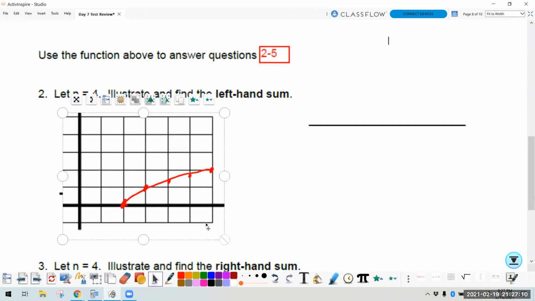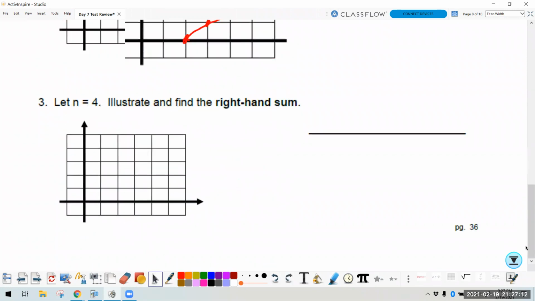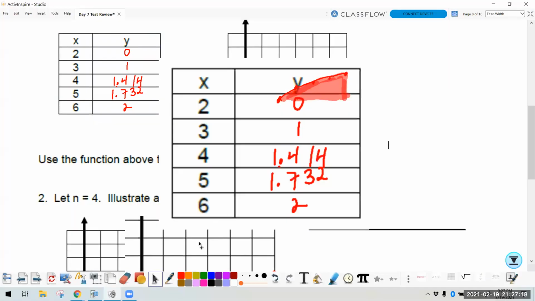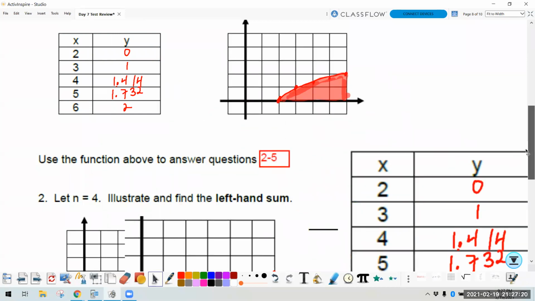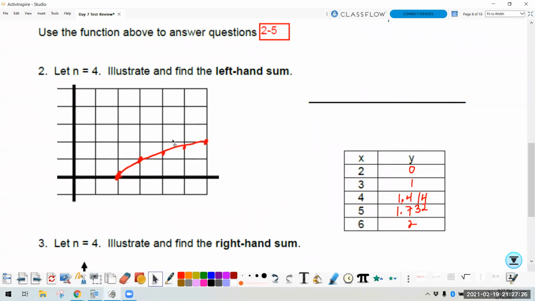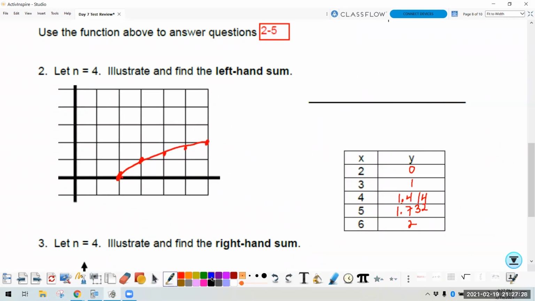Let's find a left-hand sum. Let me get that table. Whoa. Copy this over too. Okay, so first I'm going to illustrate the left-hand sum. I'm going to draw my left-hand rectangles. So I start on the left. There's no height here. Go up and over, up and over, up and down. And there's our rectangles. I want to color them in. This is going to be an underestimate.